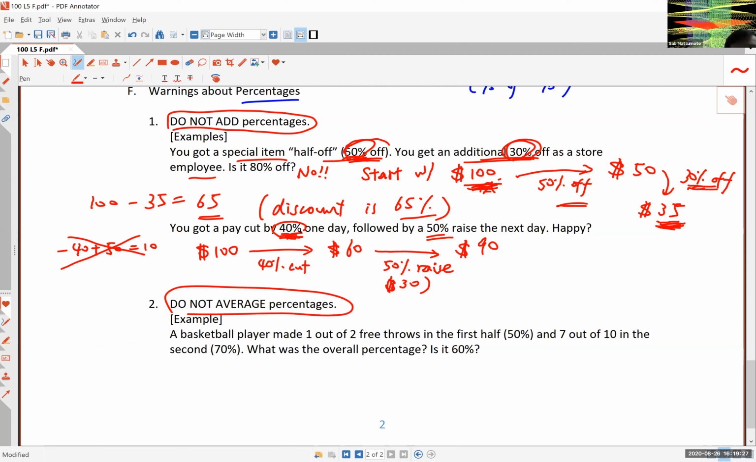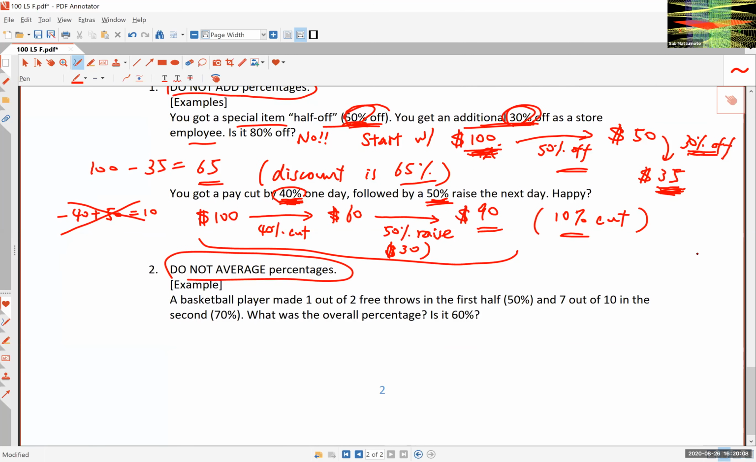So when you get a pay cut of 40%, followed by a 50% raise, you are not better off than before. In fact, you are worse off than before because you used to get $100. Now, after these two changes, you only get $90. So the overall result is a 10% cut because you started with 100 and that's 90. And by the way, this 10% is not because 40% and 50% are different by 10%. That's not how it can happen. You have to actually do a calculation like this in order to find out your end result.